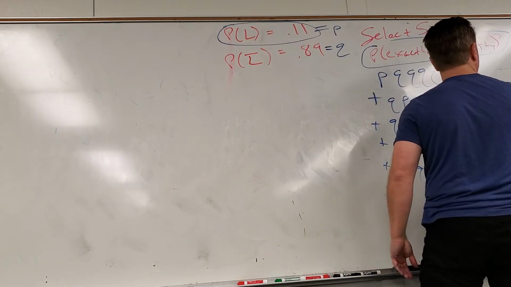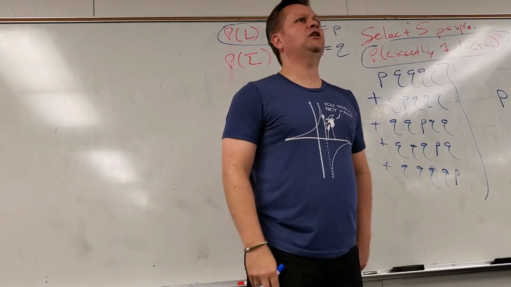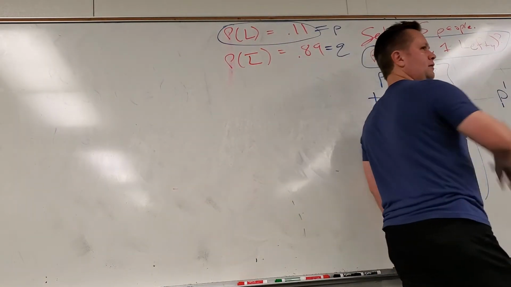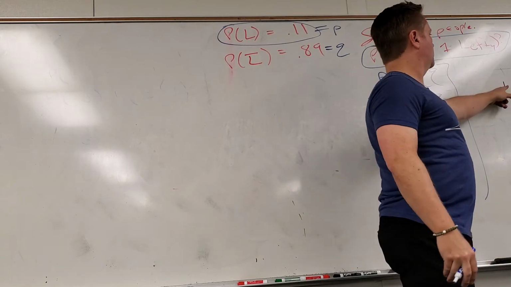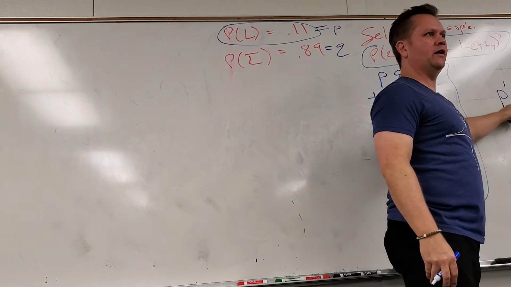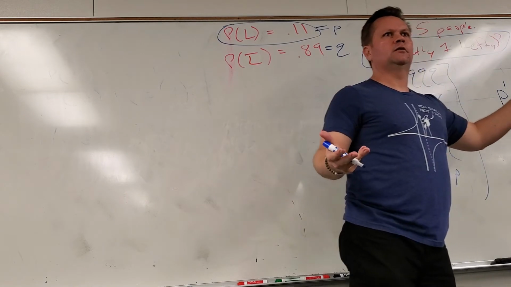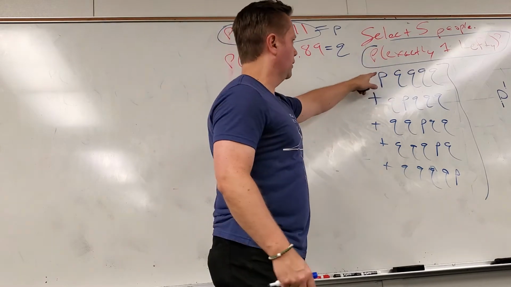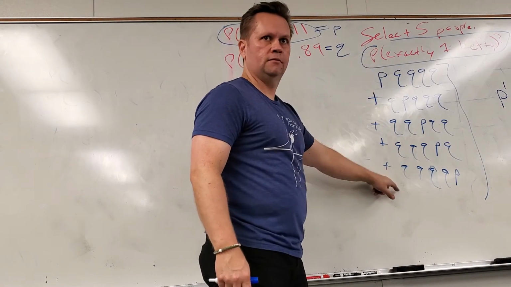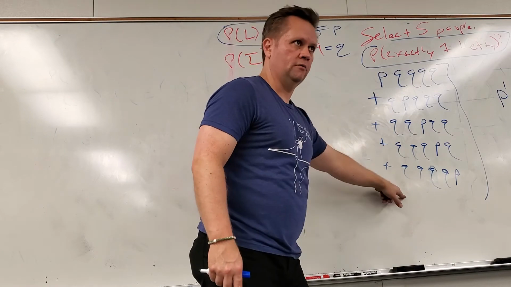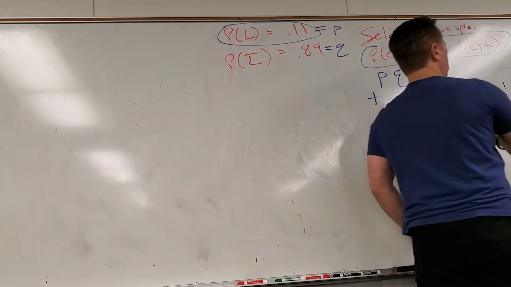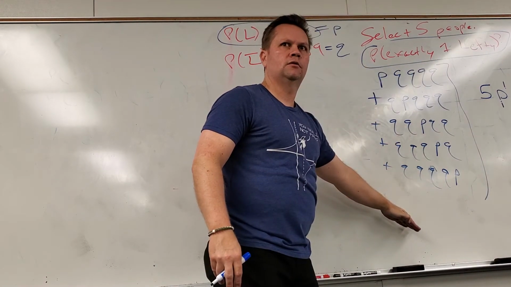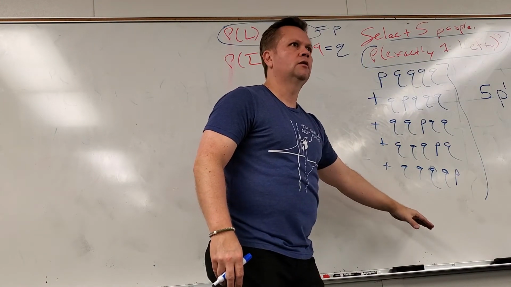Is that cool? What's the power on the P? One. And how does it match? I want one success, the rest failures. I love it. But what do I get when I add them all up then? There were how many of them? Five. So where'd that five come from? It came from how long this list was. Do you see that? I like it.